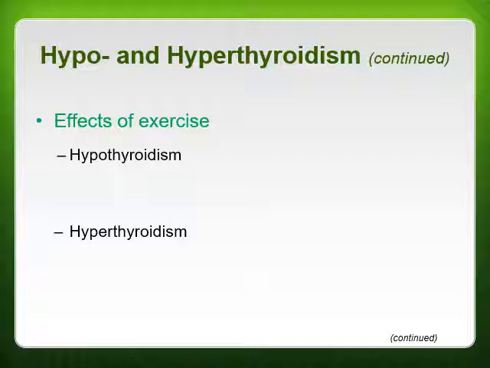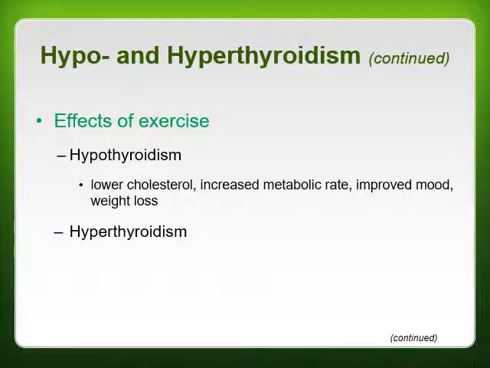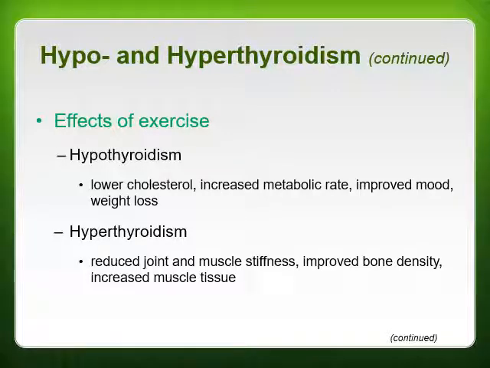So what does exercise do to make these two things better now that we're done talking about them? Well, for hypothyroidism, it helps to lower cholesterol, increase metabolism, improve their mood, and promote weight loss. All good things. And for hyperthyroidism, it can help to reduce joint and muscle stiffness that's associated with that, improve bone health, and increase muscle tissue.